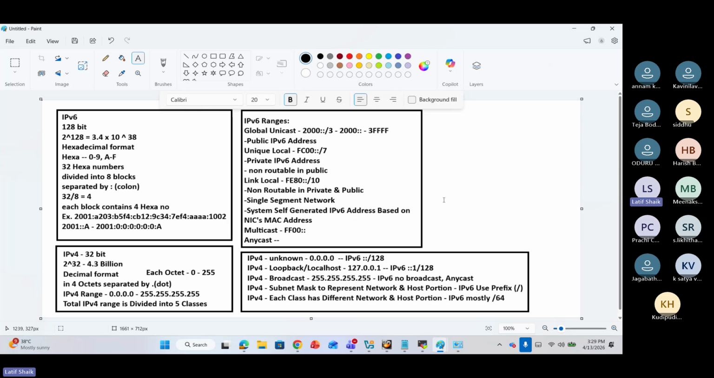The total IPv4 range is divided into classes. In IPv6, we have blocks. Each block contains 4 hexadecimal digits, totally 32 hexadecimal digits. In IPv6, we don't divide the entire range into classes. We have certain specific ranges for specific purposes.